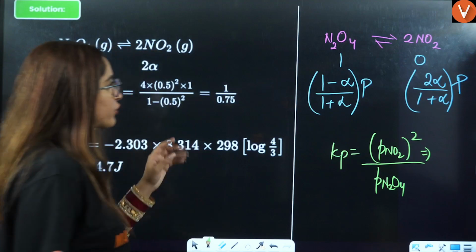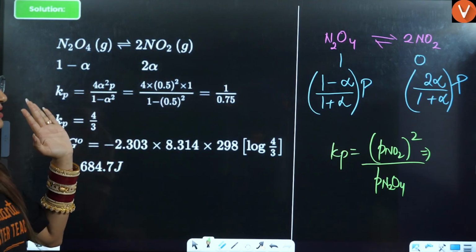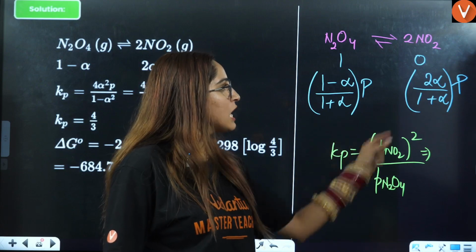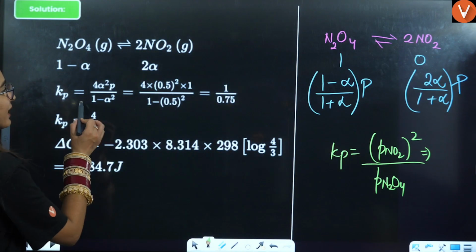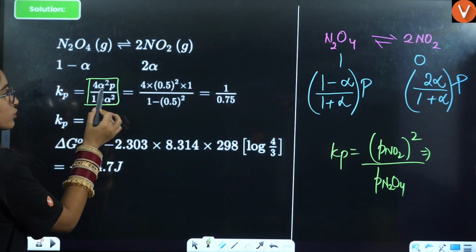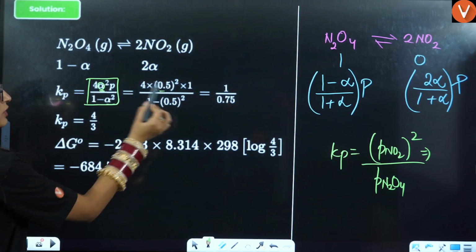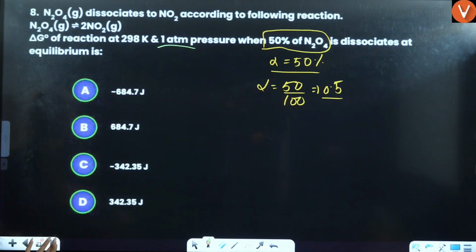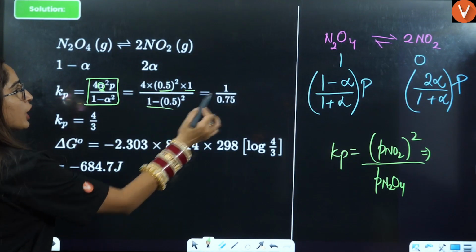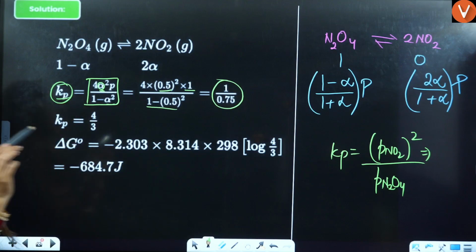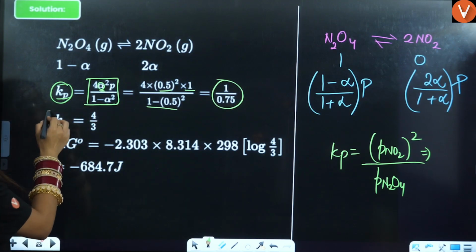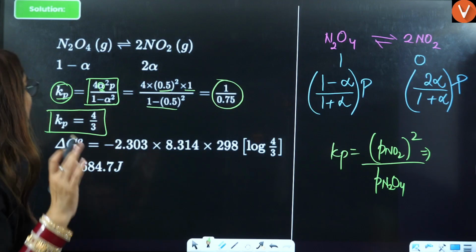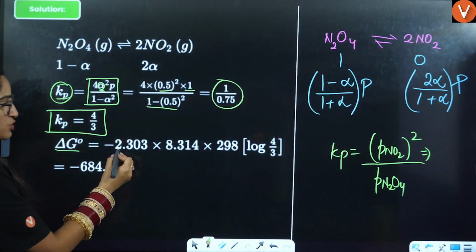This is the value of 2 alpha. This is the pressure of NO2. This is the pressure of N2O4. When you put these values here, you will get this expression here. You know the value of alpha, put the value of alpha. Pressure is given to you already, that is 1 atmospheric pressure. So put it 1 atmospheric, you will get the value of Kp as 1 divided by 0.75, that is 4 by 3. Once you get the value of Kp, the equilibrium constant, now what you have to do, delta G is equals to minus 2.